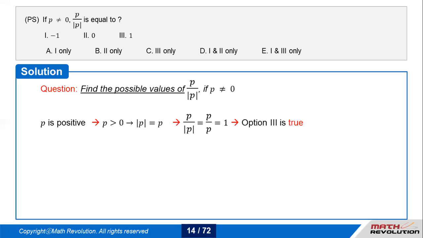So now if P is positive, then P is greater than 0. So mod of P would be definitely P. So we're considering if P is positive. See, P cannot be equal to 0, so P can only be negative or positive. So if P is positive, then P remains positive in the numerator, and the modulus of a positive value will always be positive. So your denominator is also P. So that gives me 1. So if it is 2, modulus of 2 is also 2, so 2 over 2 is equal to 1. So my third option is automatically true.